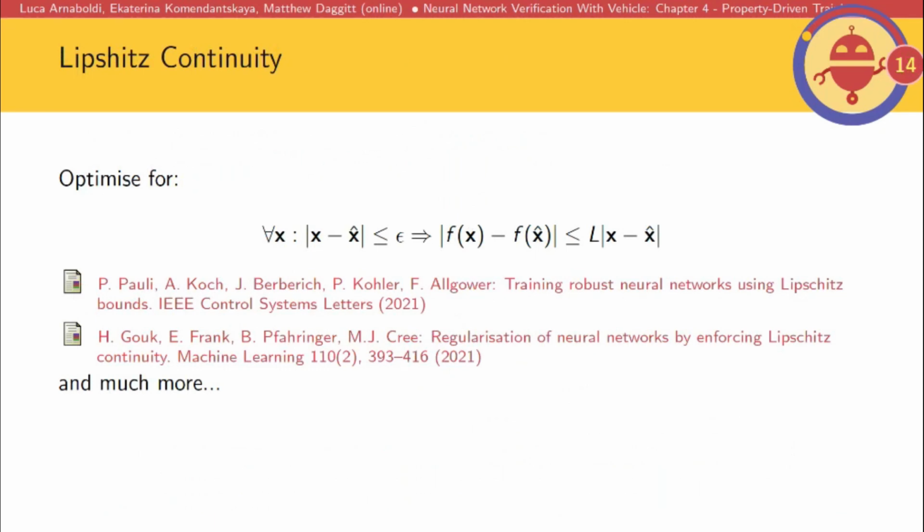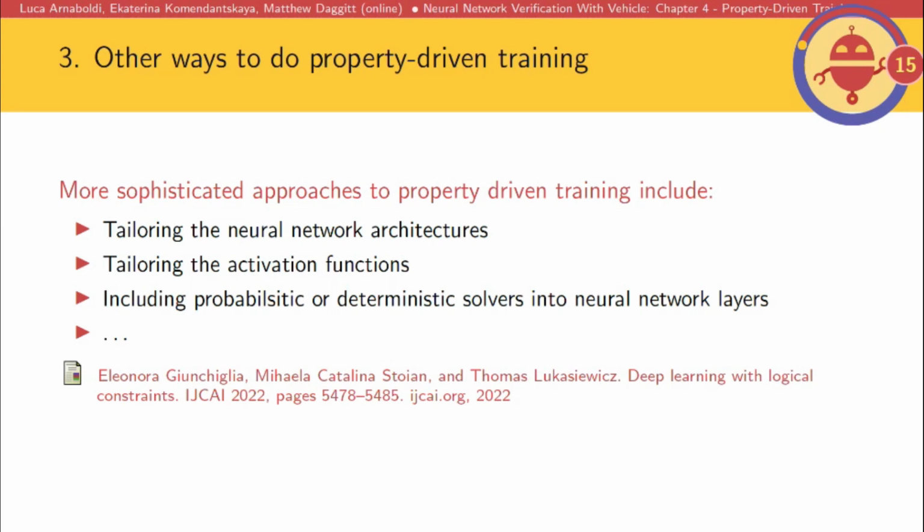And you can optimize for other things. So this is not epsilon ball robustness the way you saw it. It's Lipschitz robustness. And there are more sophisticated approaches to property-driven training. You can tailor neural network architectures. You can tailor activation functions. You can include probabilistic or deterministic solvers inside layers of neural networks. There are some very exotic solutions, but the more exotic the solution is, the less general it usually is. So I'm giving that paper to you in case you want to see a survey of methods available.